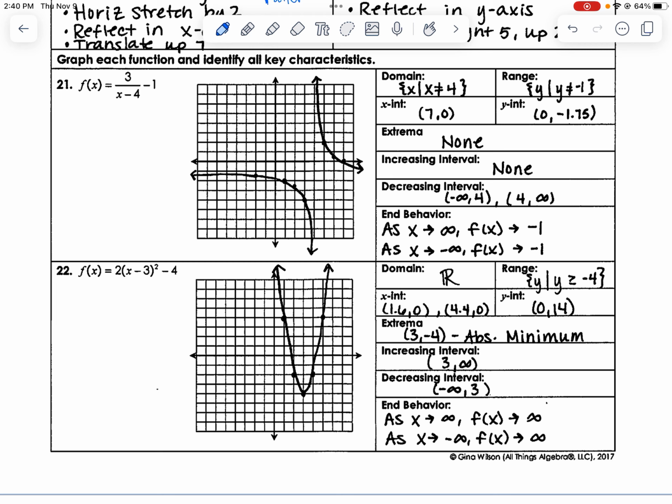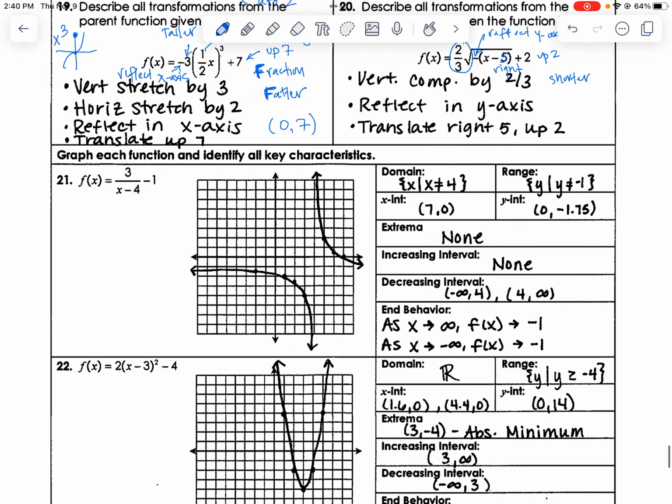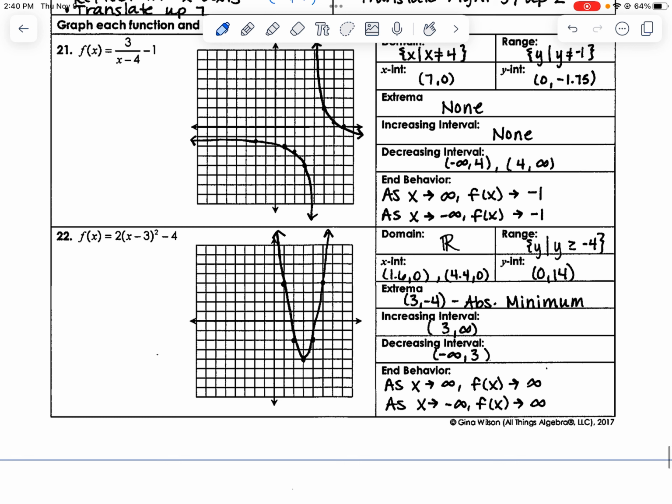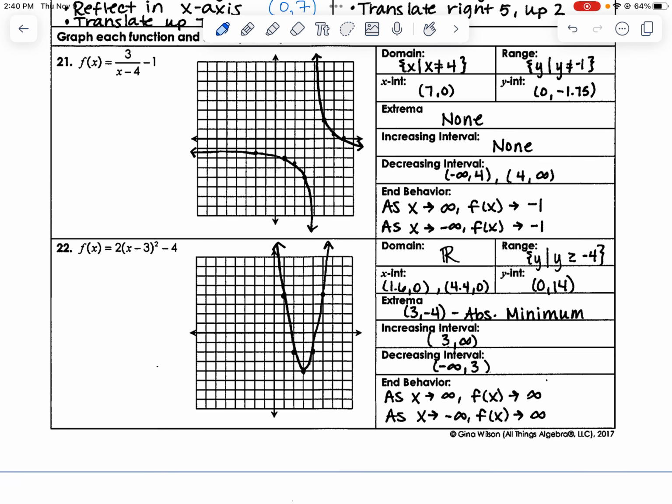We are talking about graphing functions. So we've talked about transformations in an equation. Now we're talking about how that translates graphically. What I'd like you to note here is that the parent function for this one was 1 over x. This function got moved to the right 4, down 1, and then got stretched by a factor of 3.